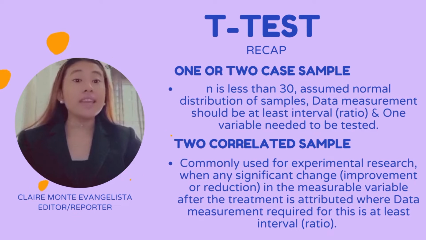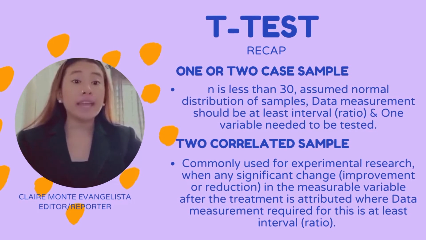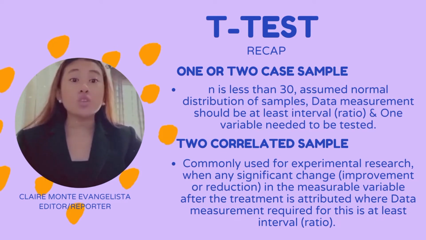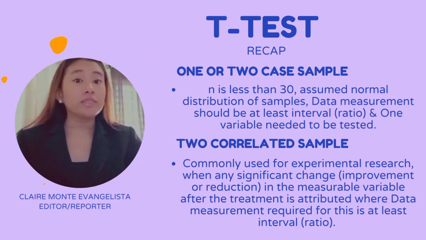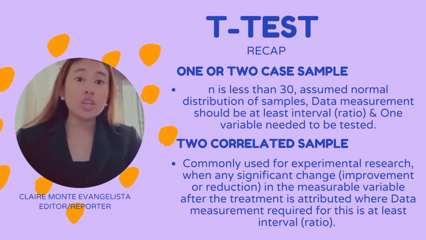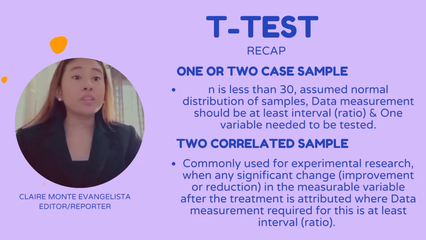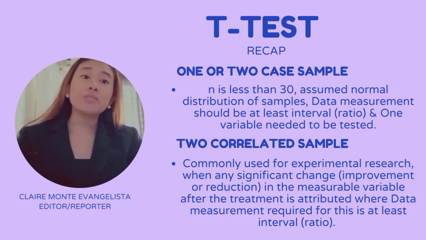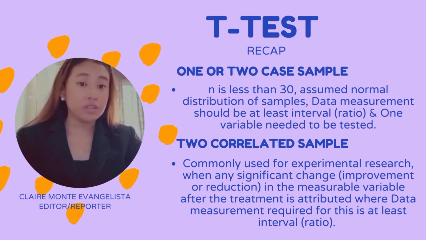The first one is the t-test for 1 and 2 sample case. We will use this type of test if n is less than 30 and assuming the distribution of samples is normal. Another is when the data measurement is interval and only 1 variable needs to be tested. The other one is the t-test of 2 correlated samples. This is commonly used for experimental research when any significant change, improvement, or reduction in the measurable variable after the treatment is attributed, where the data measurement required is at least interval.